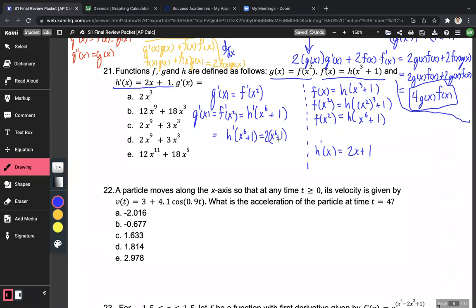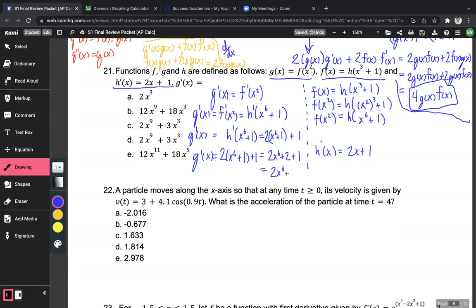That's 2 times x to the 6th plus 1 plus 1. Remember, this whole thing is equal to g prime of x. So g prime of x equal to 2 times x to the 6th plus 1 from my h prime of x formula gives me 2 times x to the 6th plus 2 plus 1.